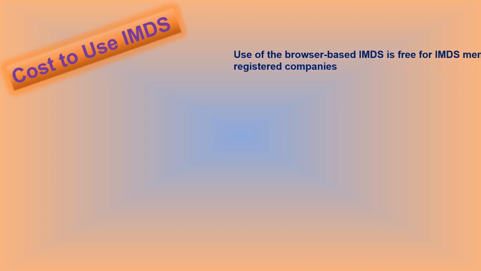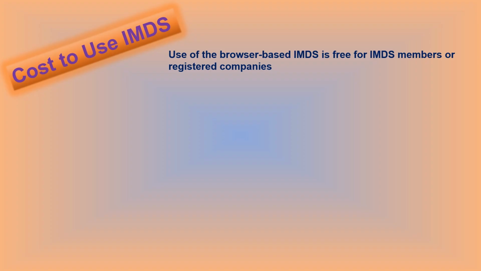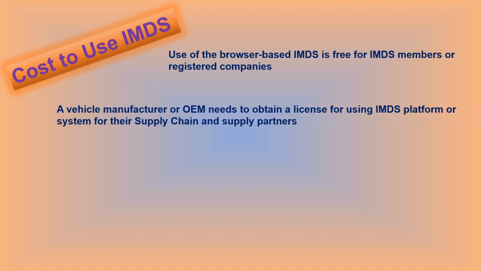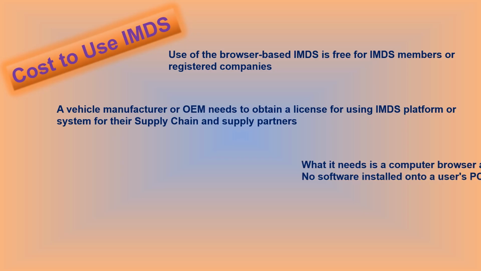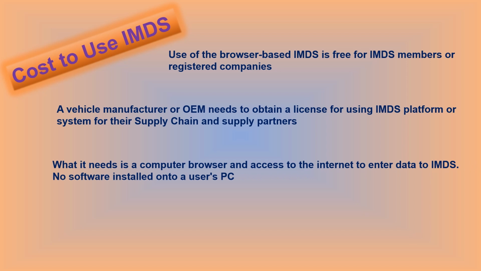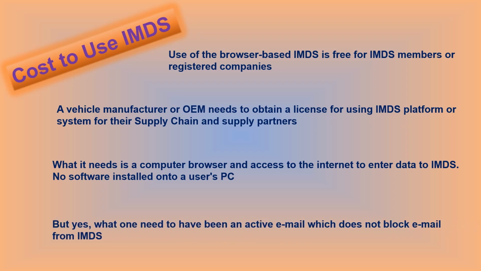Use of the browser-based IMDS is free for IMDS members or registered companies. A vehicle manufacturer needs to obtain a license for using the IMDS platform for their supply chain and supply partners. What it needs is a computer browser and access to the internet to enter data into IMDS. But yes, what one needs is an active email which does not block email from IMDS.